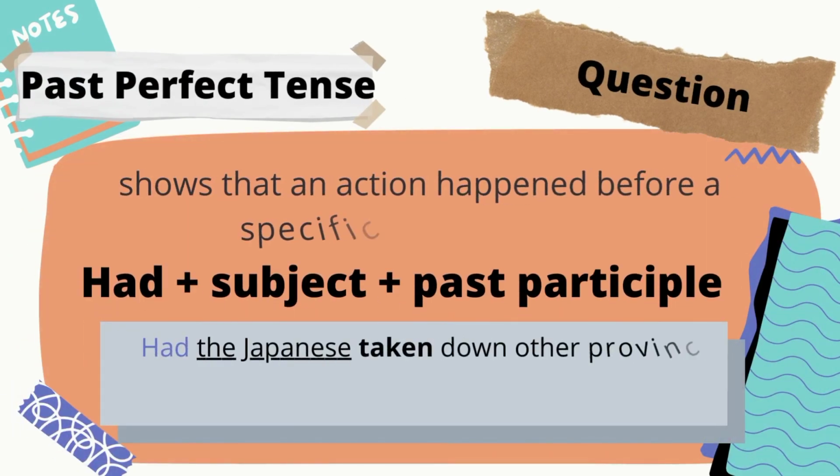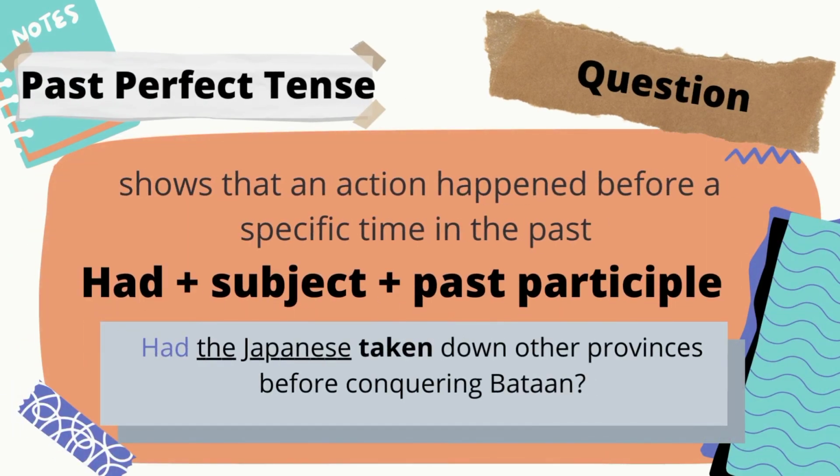Here's another example of an interrogative sentence in the past perfect tense. Had the Japanese taken down other provinces before conquering Bataan? Again, it follows the formula had plus the subject, which is the Japanese, followed by the past participle of the verb take, which is taken.